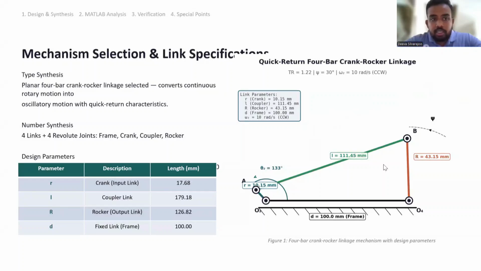For the number synthesis, there are four links plus four revolute joints, that is frame, crank, coupler, and rocker. From the design parameters, we can see that each link has a different length. From here we can see Figure 1, that is the four-bar crank-rocker linkage mechanism with design parameters.